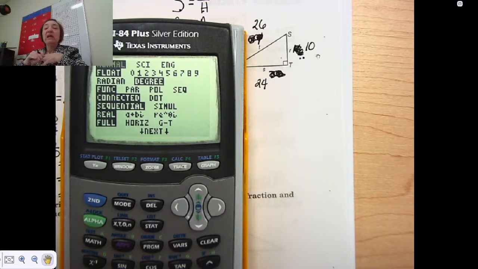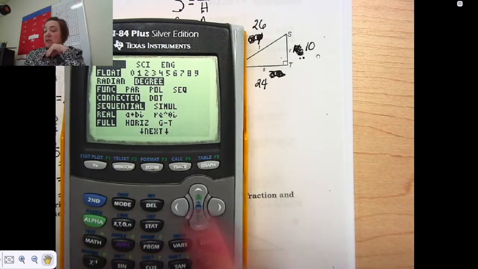okay? If you do trig functions on your calculator, like if you punch in sine of some number to get the sine of an angle, and your calculator's in radians, it's going to give you the wrong answer. It has to be in degrees. So to put it in degrees, arrow down to it, arrow over to degree, and then hit enter so that's black.